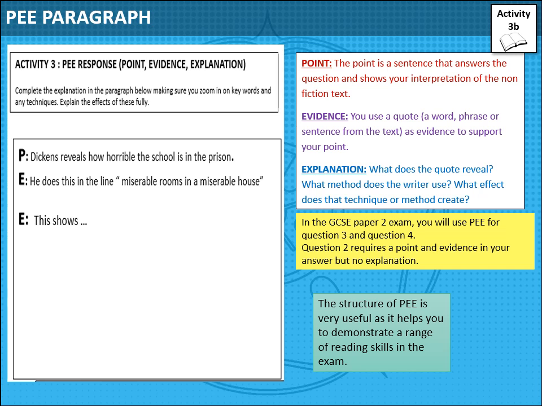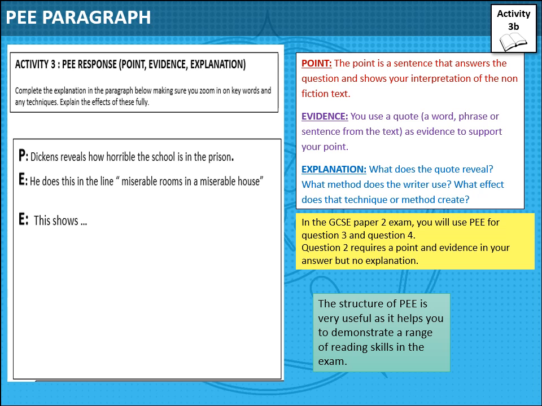Next, you need to complete the explanation for the paragraph in your booklet. Make sure you zoom in on keywords and any techniques you have identified from the previous activity. As a challenge, try to include other similar quotes from the extract as extra evidence in your explanation. Use the guide on this slide to remind yourself about each section of the PEE paragraph.